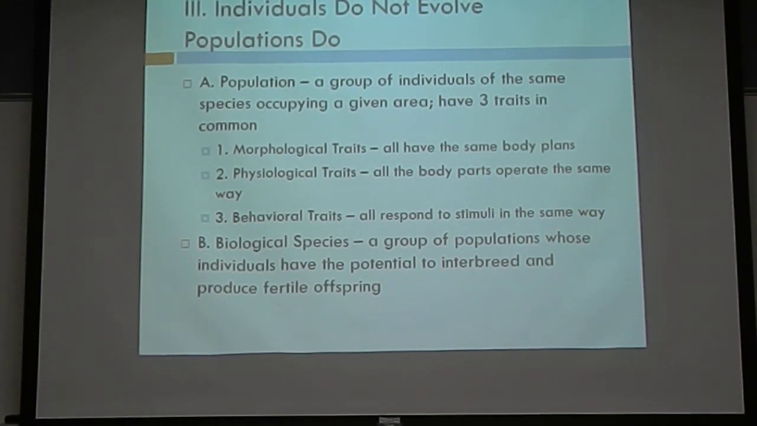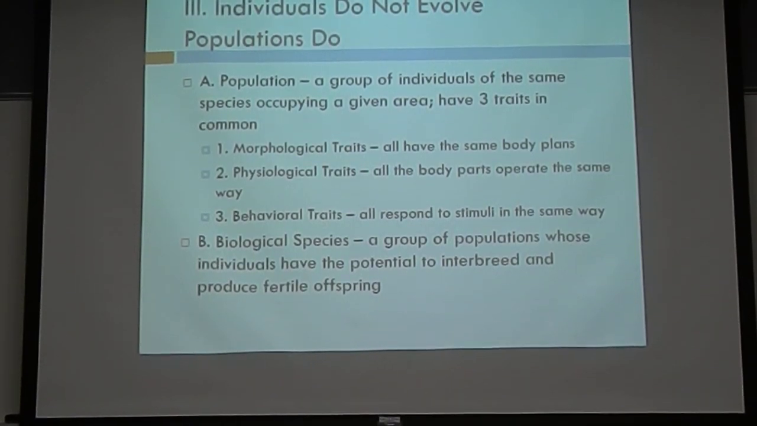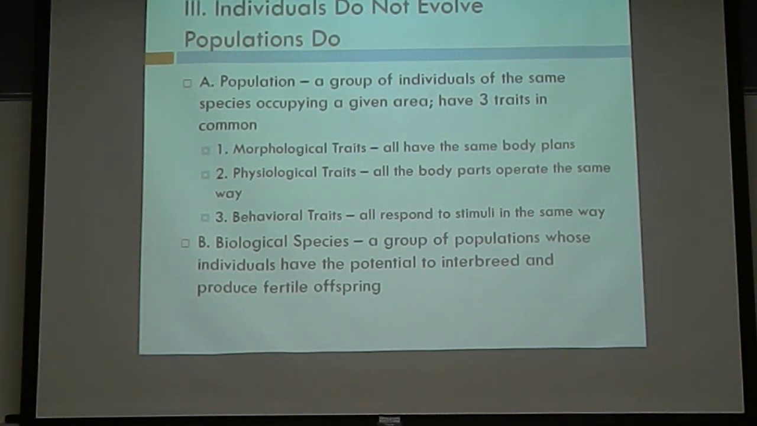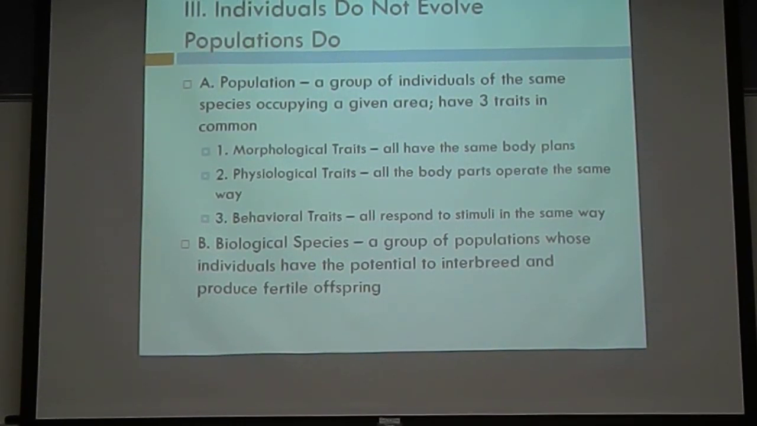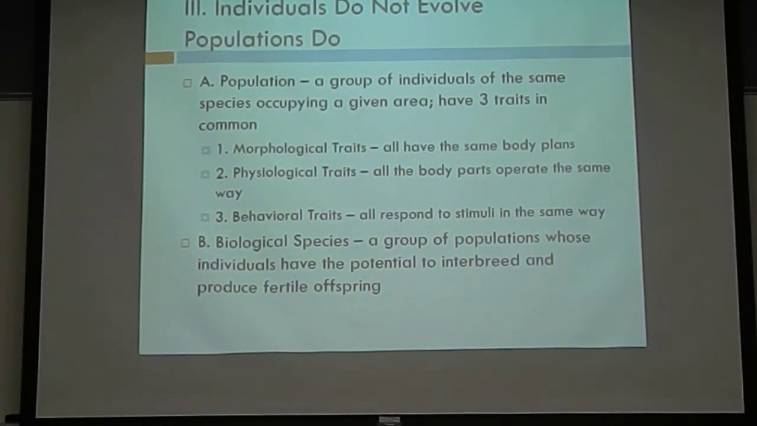And so this brings us into the definition of what a species is. The definition of a biological species is a population or a group of populations whose individuals have the same potential to interbreed and produce fertile offspring. That's the linchpin right there. They have to be able to produce fertile offspring. Those offspring have to be able to have offspring that are fertile, that can have offspring of their own.